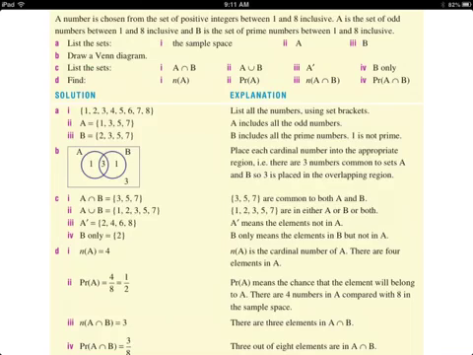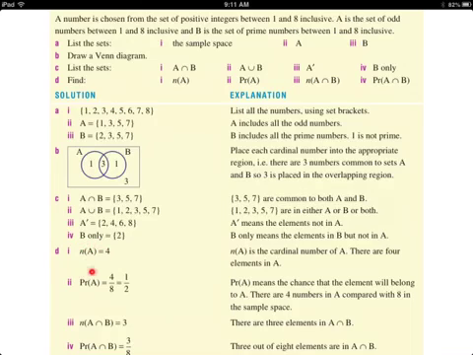So the final section of the question is asking us to find this symbol here, which means n of A is the cardinal number, which means how many elements are in set A. In this case we have 1, 2, 3, 4, so n of A equals 4.